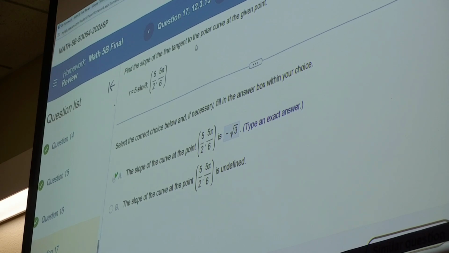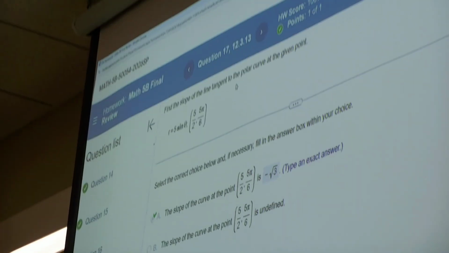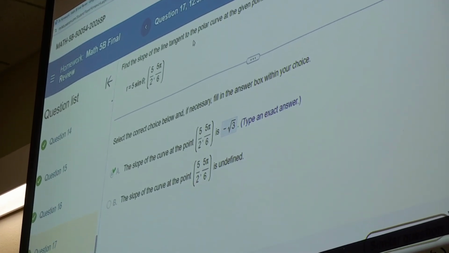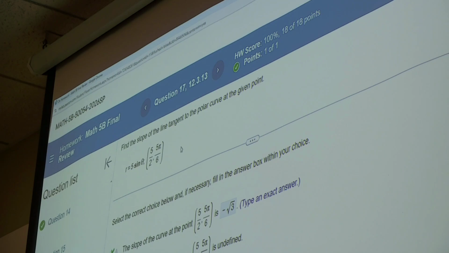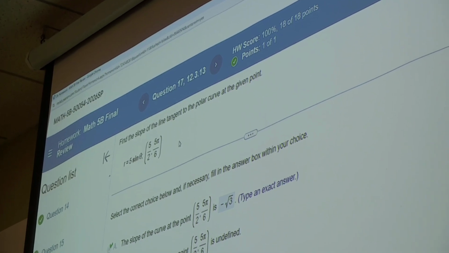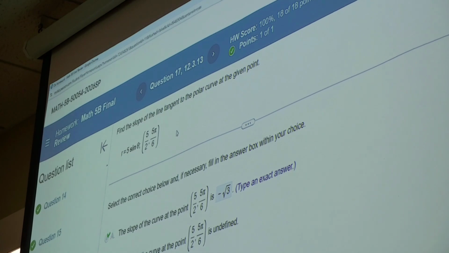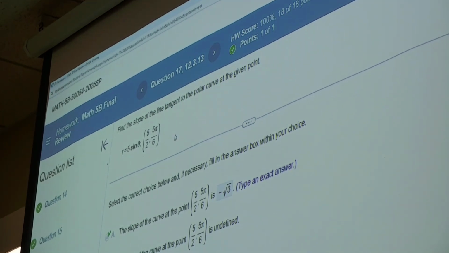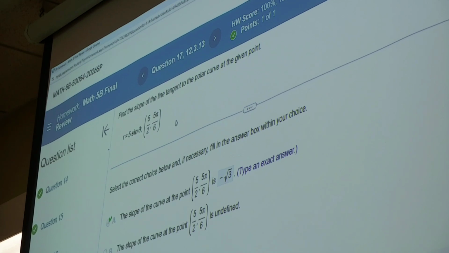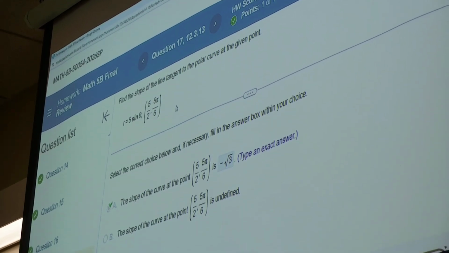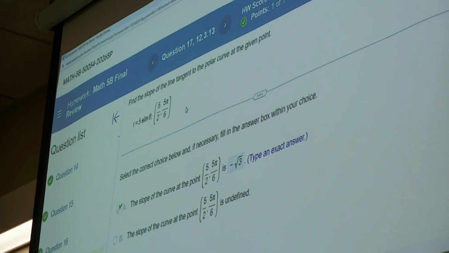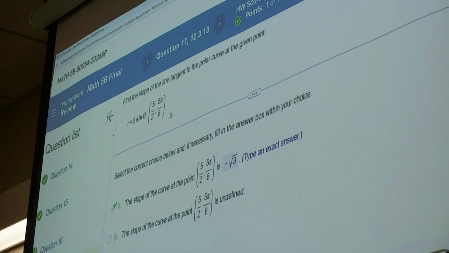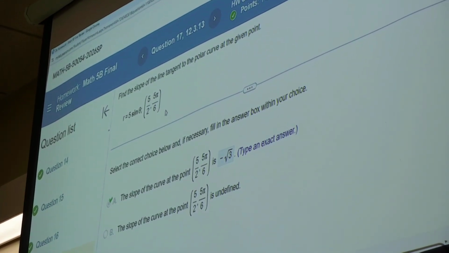Number 17, find the slope. So we have that slope formula, dy/dx, I believe it is f prime of theta times sine theta plus f of theta, I'm already wrong. f prime of theta times cosine theta plus f of theta times sine theta over f prime of theta times, I think I said it wrong. Let me start over, I can do this.